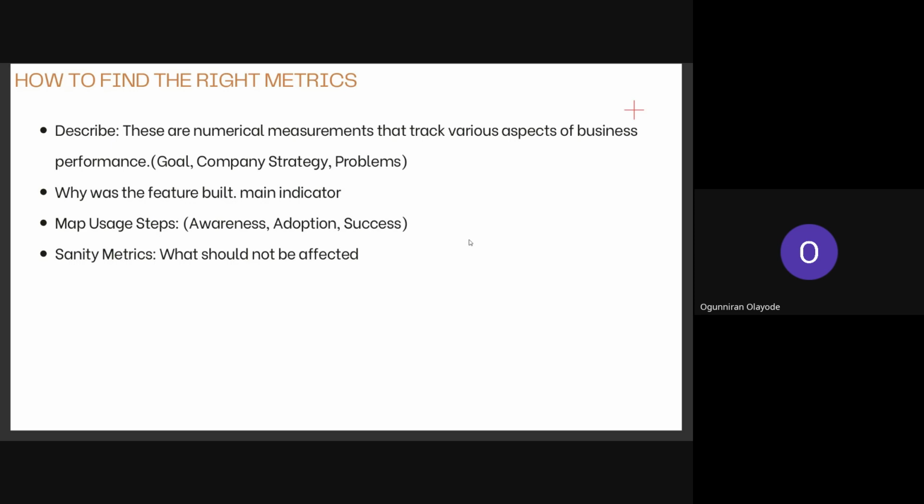What do we produce this product for? What is it actually created for? So you have to determine the goal of the product and the company. From that, you then determine what the main indicators are.